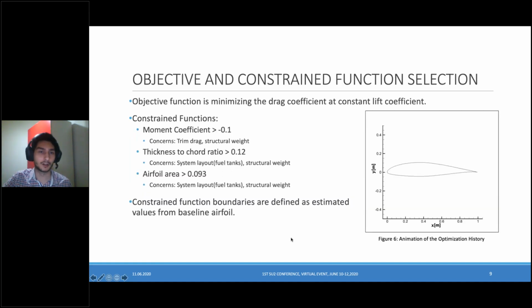And now I will talk about the objective and constraint functions. Objective function is minimizing the drag coefficient at constant lift coefficient, and constraint functions are moment coefficients, thickness to chord ratio, and airfoil area. Constraint function boundaries are defined as estimated values from the baseline airfoil.